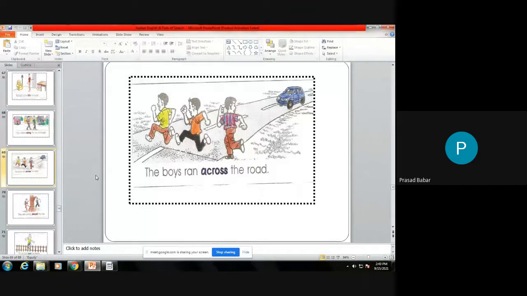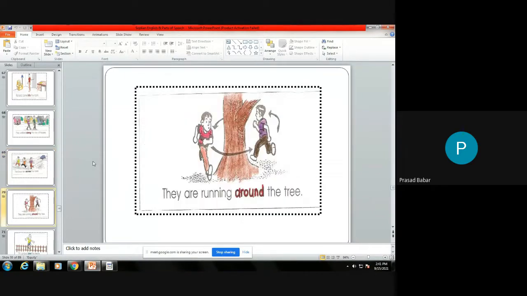And why are they running? Because there is a car which is coming in the direction of these boys. Okay, so across will be the proper and fit preposition for this picture. Across.